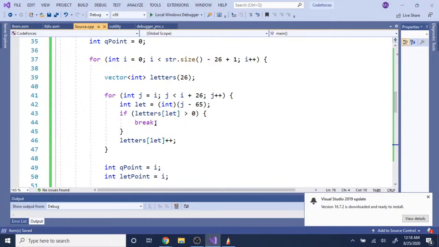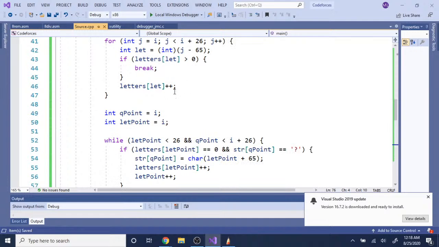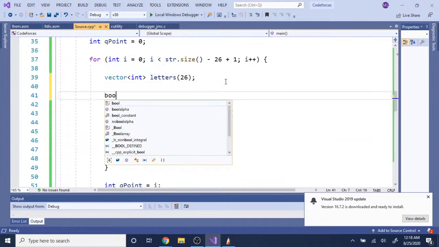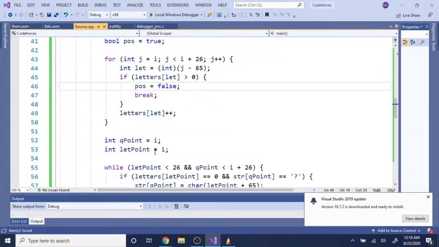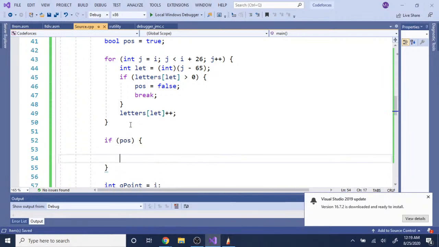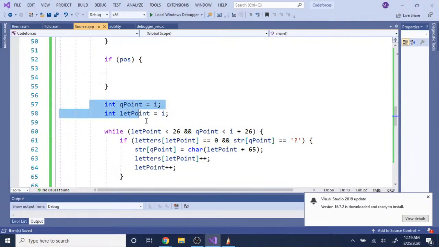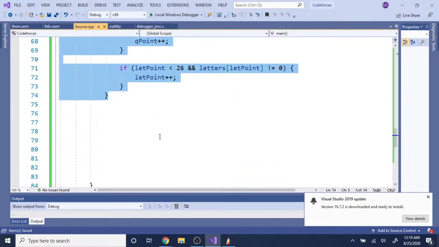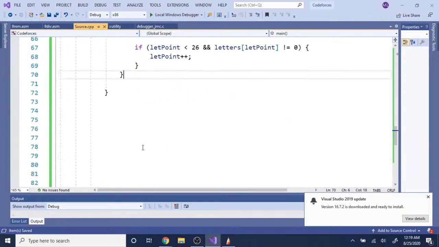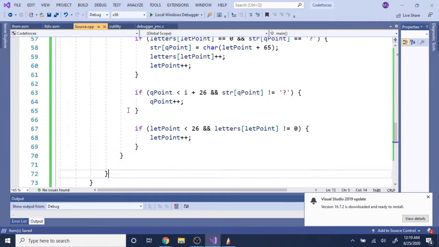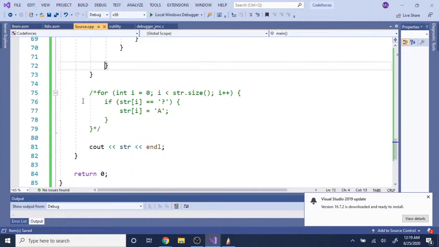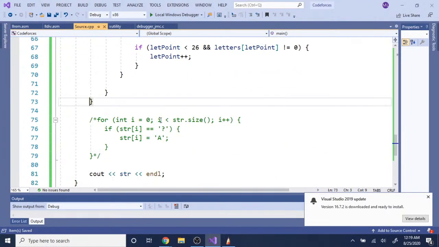Wait, so here when I break, if a letter occurs twice, I break. I need to actually continue and move on to the next segment. So here let's do bool possible is equal to true. Here we set possible is equal to false. So now I could do if possible. So if no letter occurred twice, then I could do it. That would move it to the next substring, because we have to go through it 26 times, right? Then after that, it should be done.